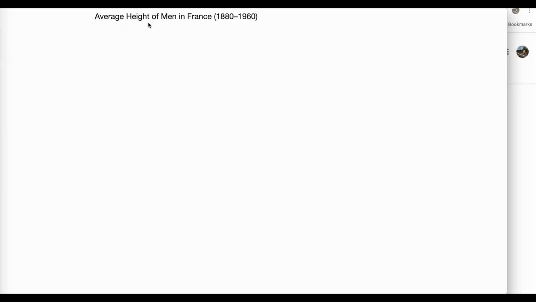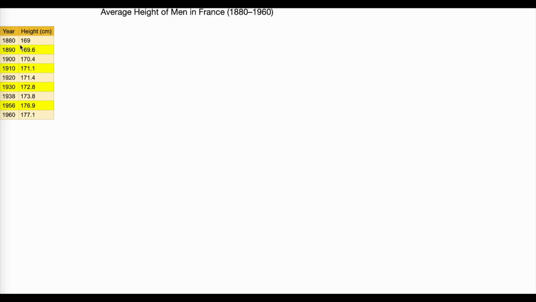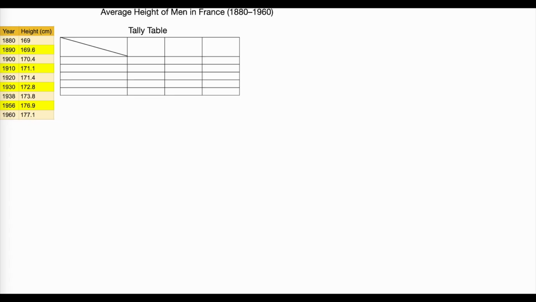Here we're looking at the average height of men in France between 1880 and 1960. Here's our data. In 1880, the average height of men in France was 169 centimeters, but by 1960, it was 177.1 centimeters. Let's make a tally table. I'm going to put the year, the independent variable, and I'm going to put the dependent variable, the height, up here. The height depends on the year.